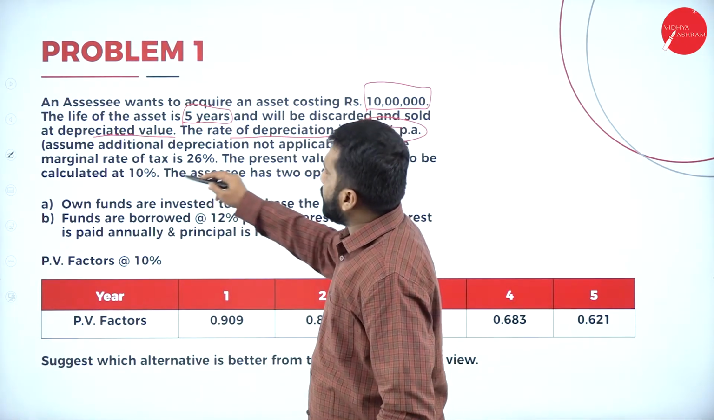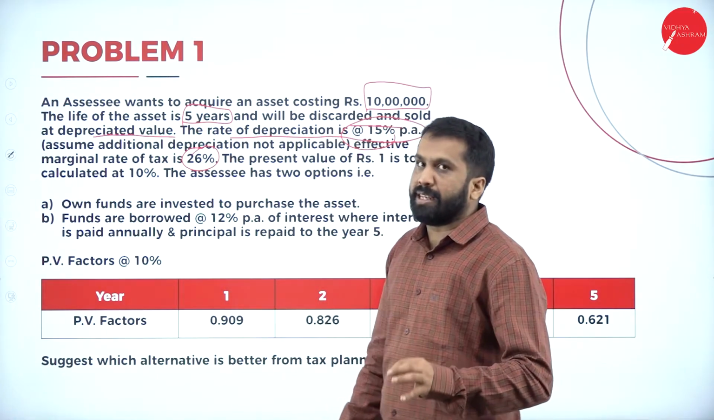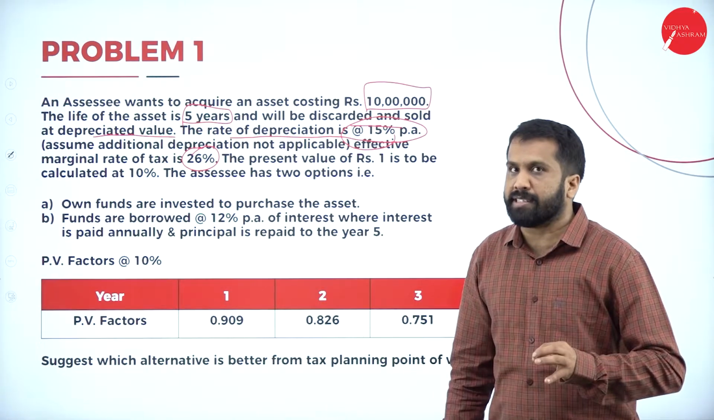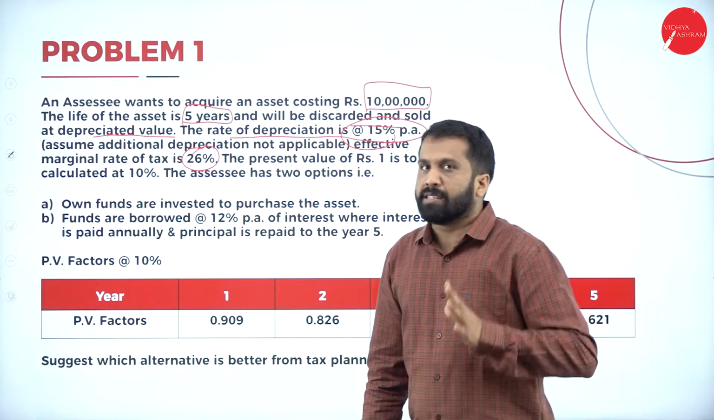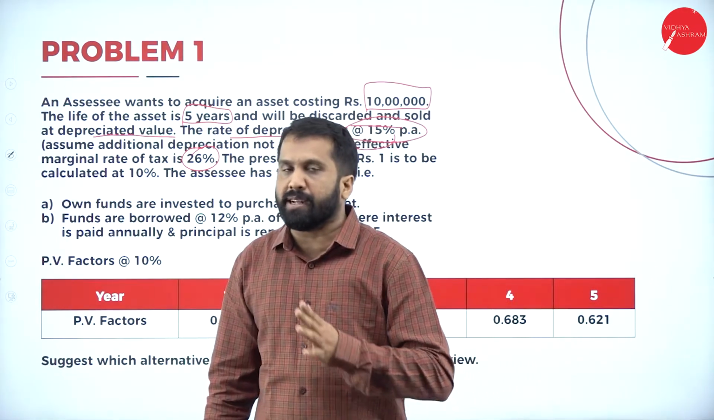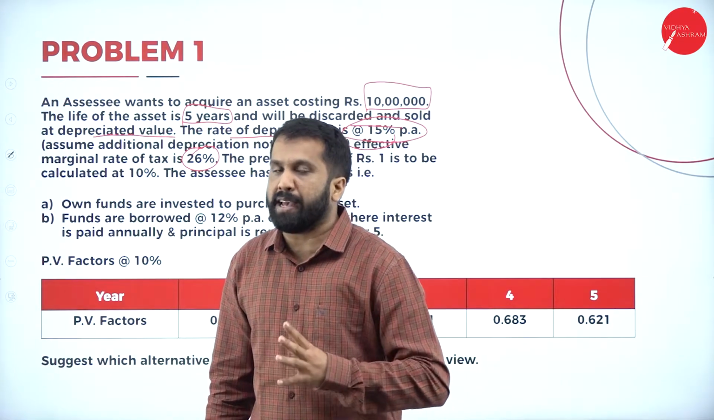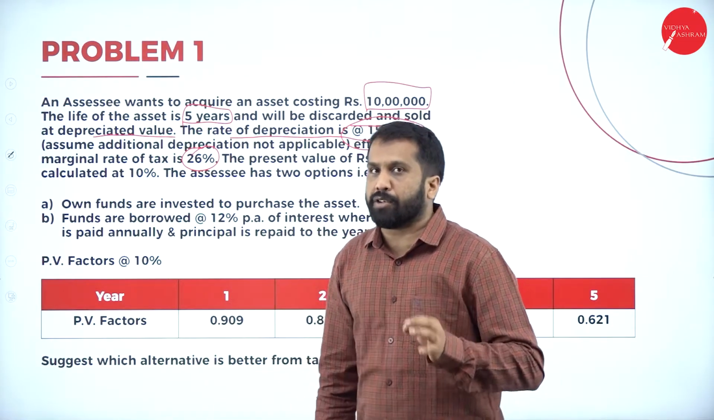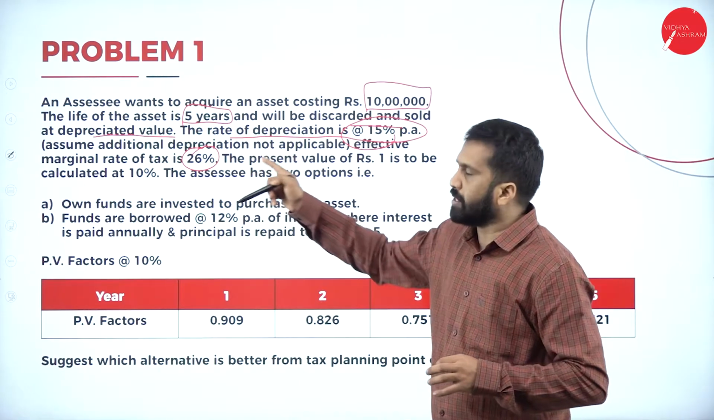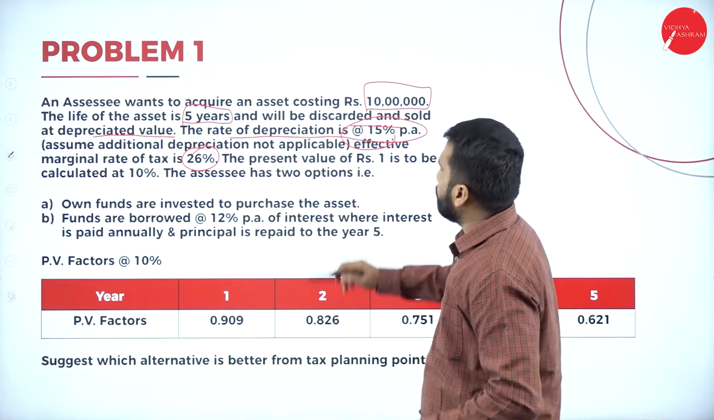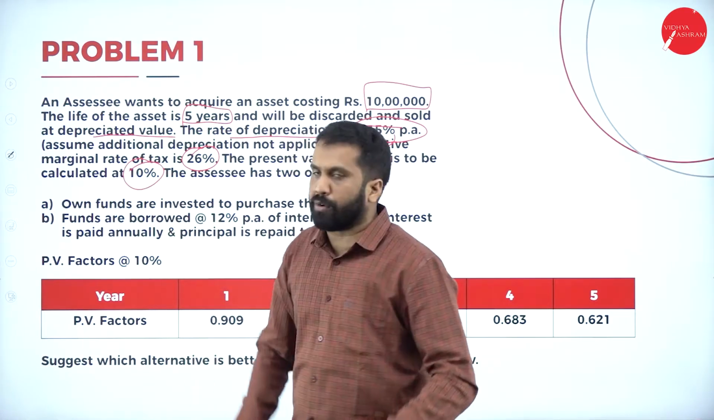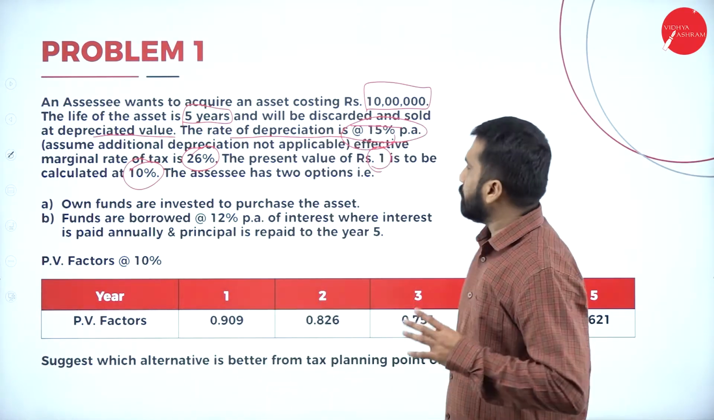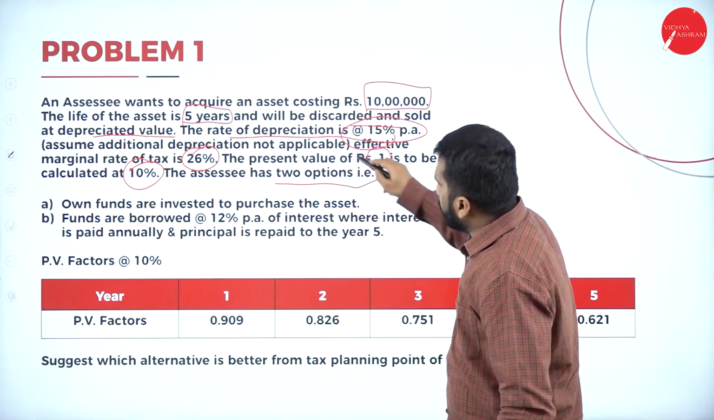Then, the marginal rate of tax. Remember, in this problem they have given 26%, but in every problem the percentage will change. Sometimes they may give you 30%, sometimes 35%. Whatever is given in the question paper, that tax percentage we are supposed to take. The present value is 1 at a rate of 10%. What is your PV factor? 10%.